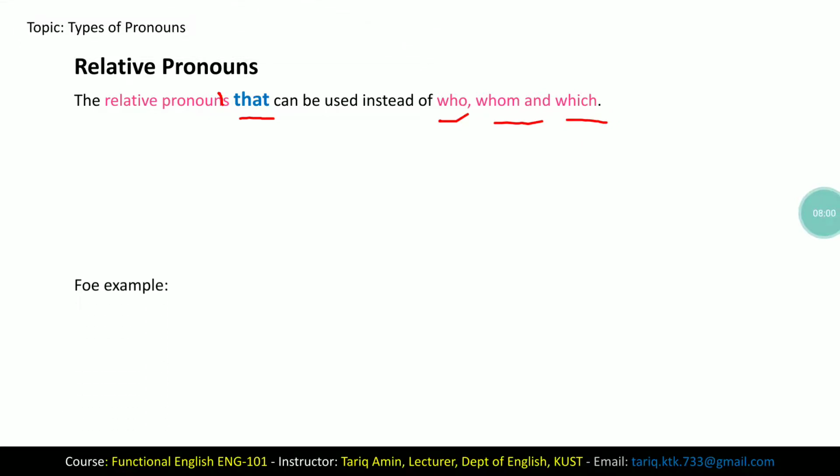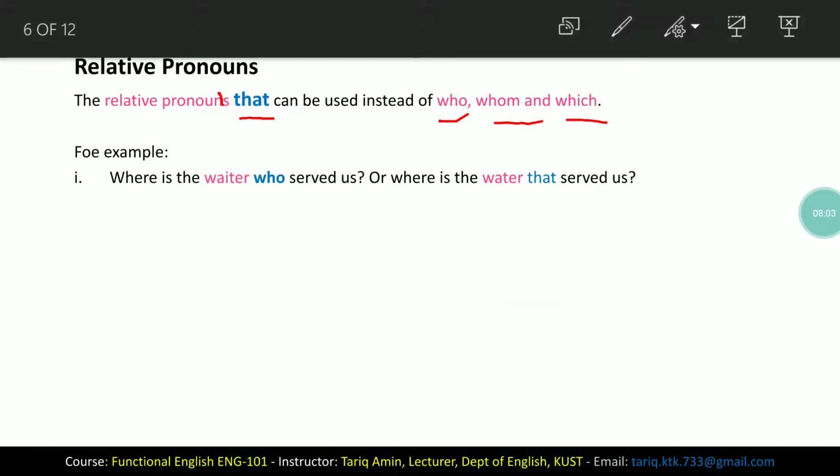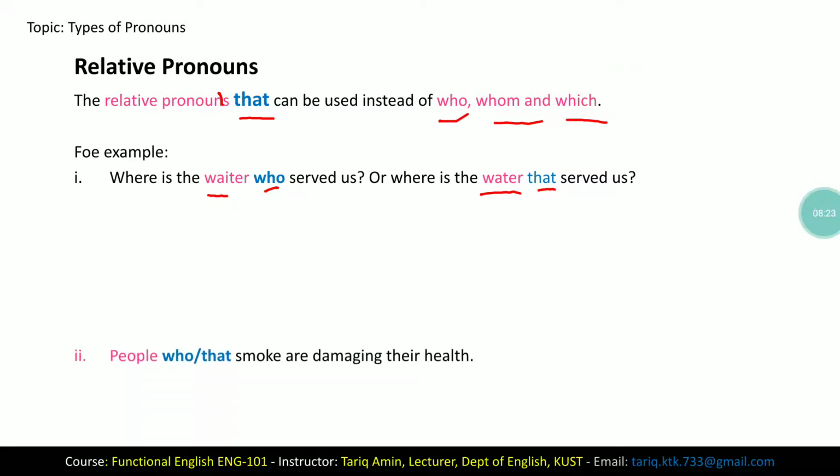For example, where is the waiter who served us? Or we can also say, where is the waiter that served us? So the relative pronoun that can be used instead of who, whom, and which. We can use that in place of who, whom, or which.